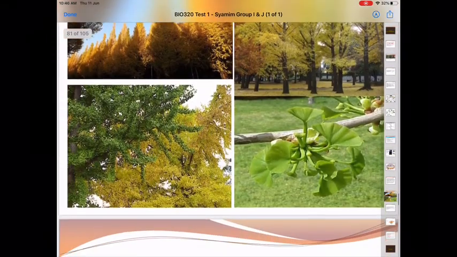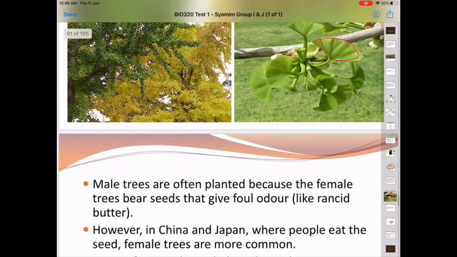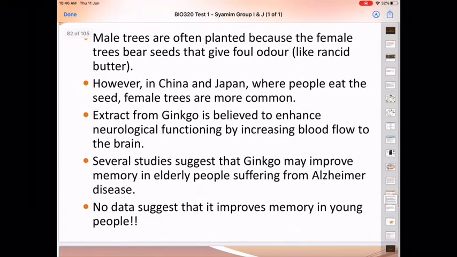Okay, this is another images. Okay, tengok dia bentuk daun dia. Okay, ni lah pokok ginkgo lah. Okay. The male trees are often planted because the female tree bears seed that give foul odor like rancid butter.